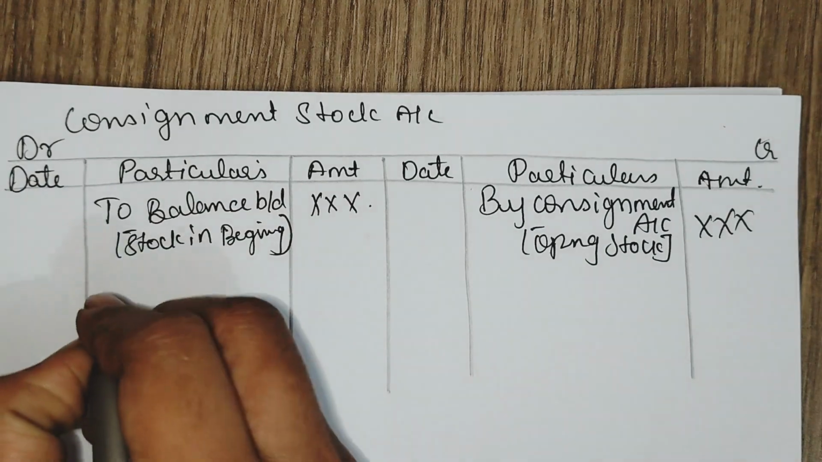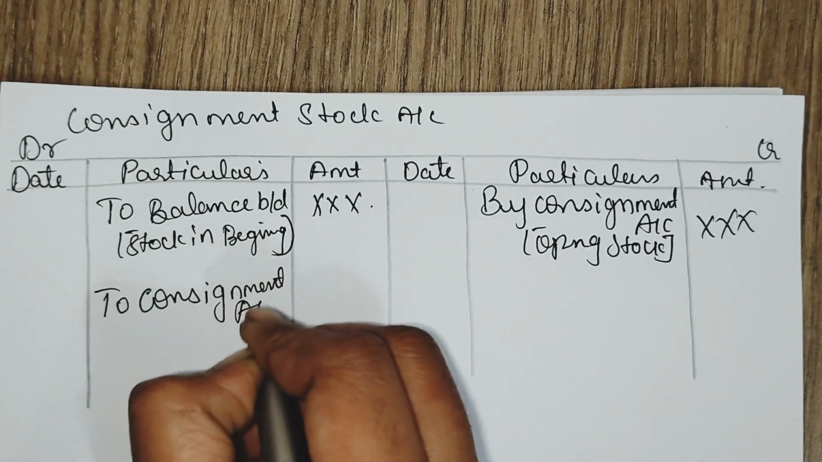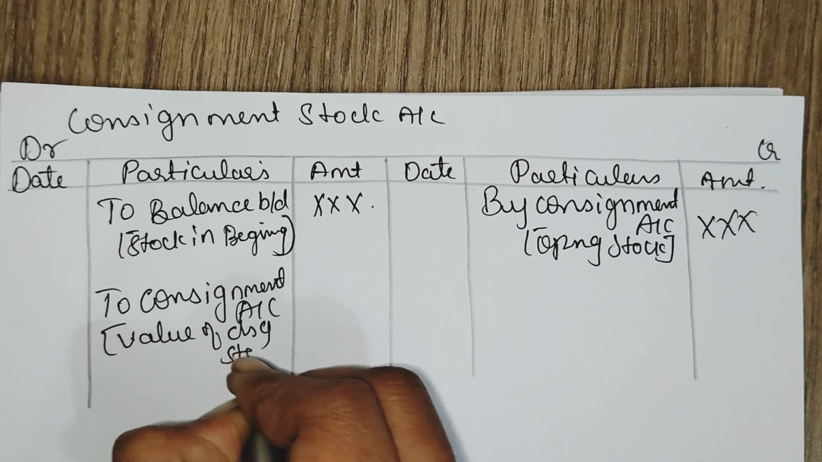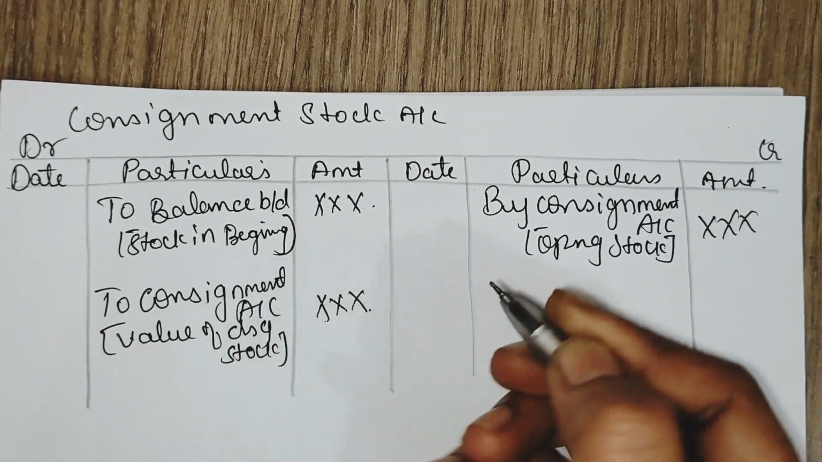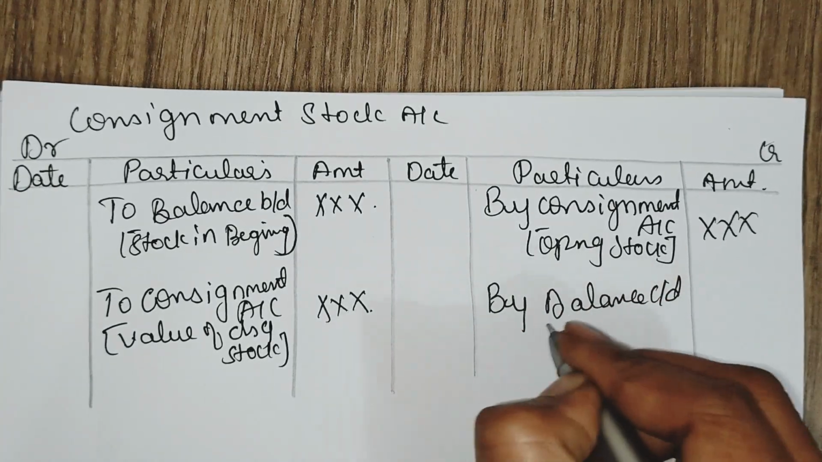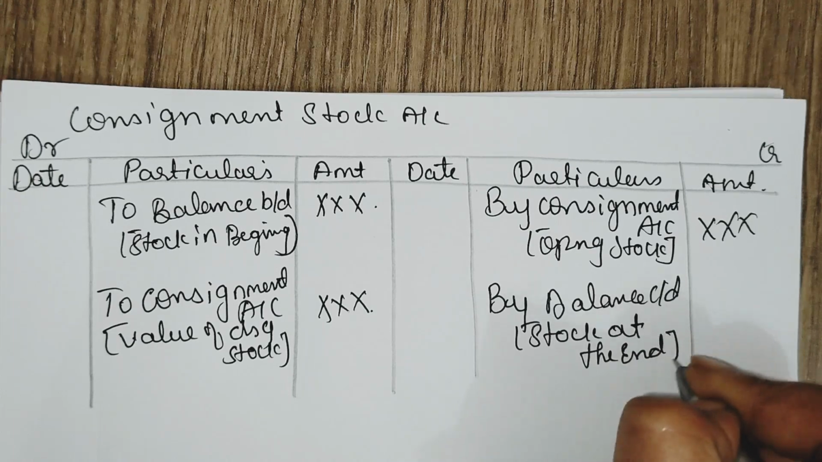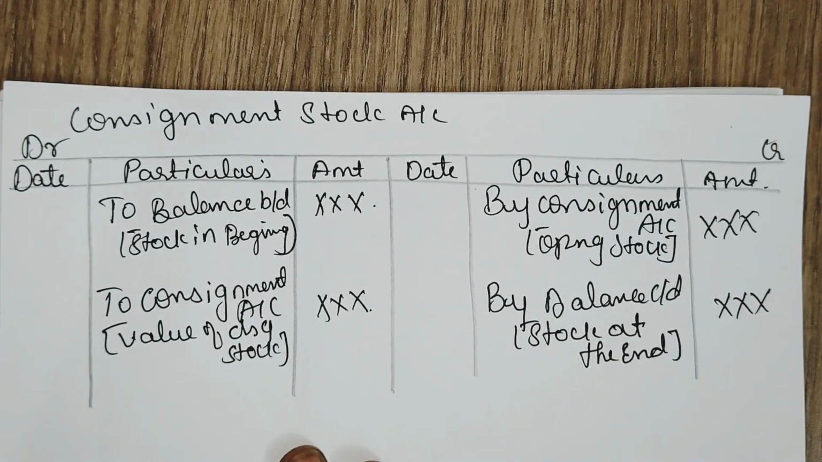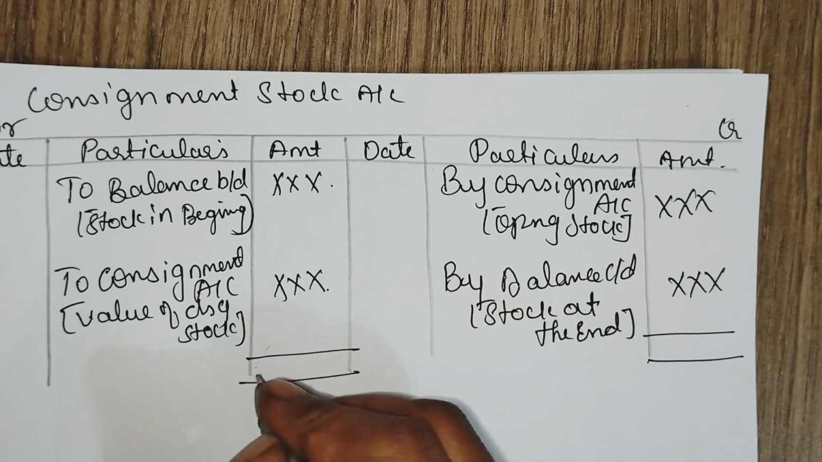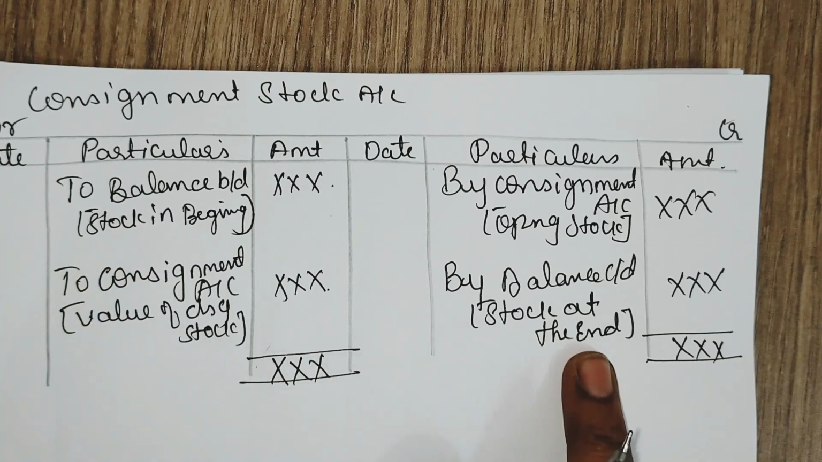Then closing stock to consignment account. Value of closing stock, and balance by balance carried on. This will be stock at the end. This is about the consignment stock account. Here we are recording opening balance, closing balance, that is opening stock, closing stock, and stock at the beginning, beginning balance, then closing balance.